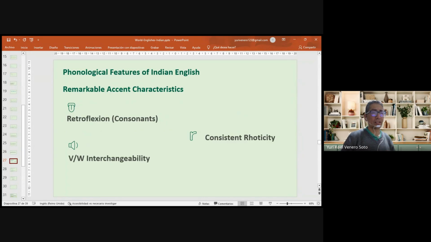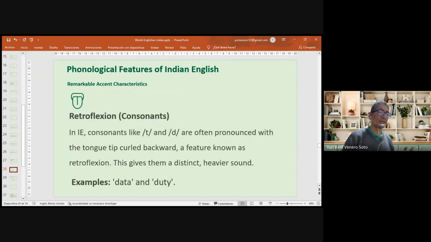Let's analyze some phonological features: retroflexion, consistent rhoticity, and interchangeability of V and W. Let's see. Retroflexion, what is it? Normally, consonants like T and D are pronounced with the tongue curved backwards, and it's known as retroflexion. But in Indian English, the tongue doesn't touch the teeth.